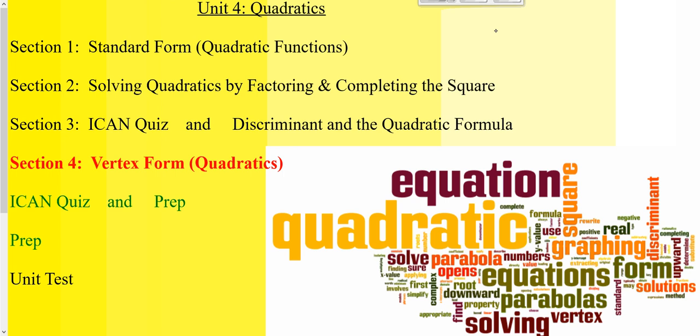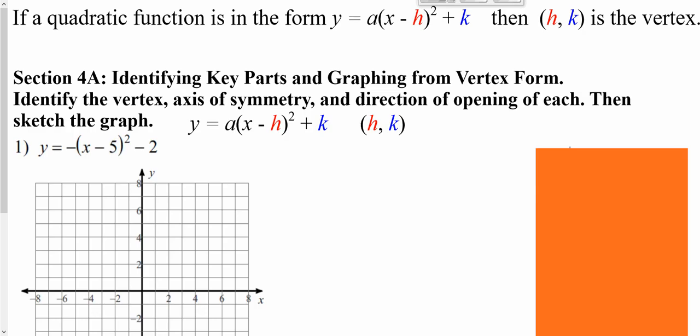We're going to finish up quadratics today. We're going to look at the vertex form. So for a quadratic equation that is in the form that you see here at the right, if it's in parentheses with something all squared like this, that means it's the vertex form.